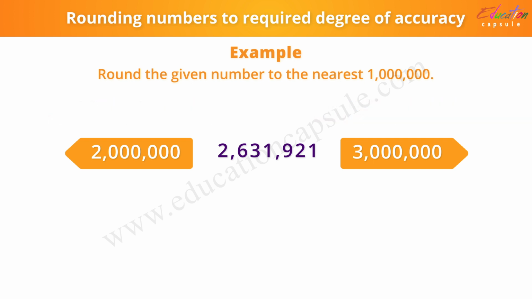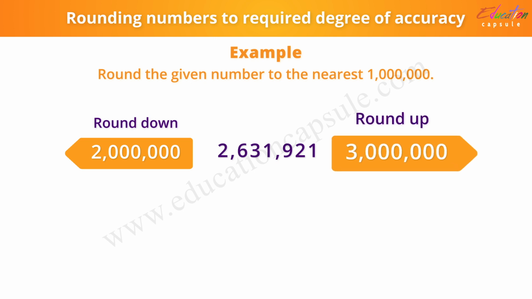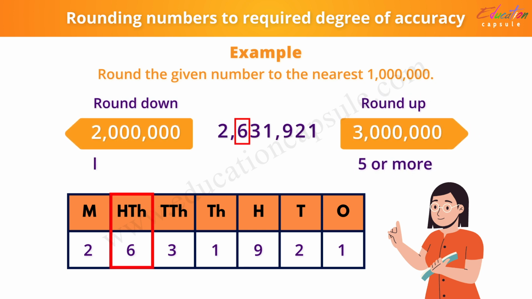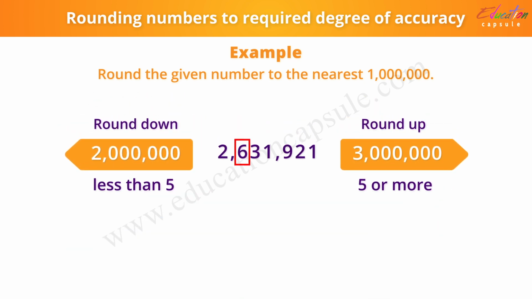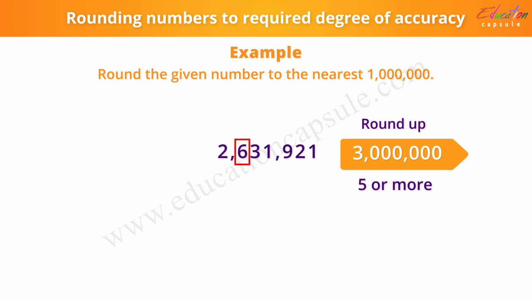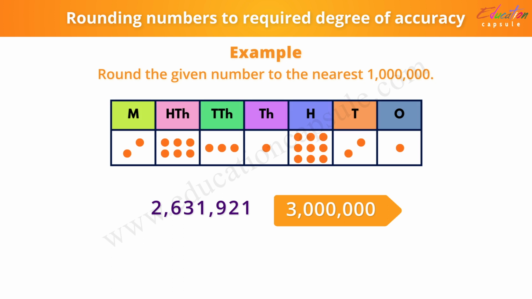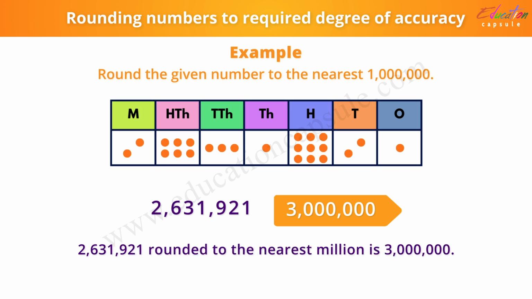This means if the number is rounded down, the answer will be 2 million, and if the number is rounded up, the answer will be 3 million. We look at the digits to the right of the million column to know whether to round it up or down. If the hundred thousands are 5 or more, then round it up. If they are less than 5, then round it down. 2,631,921 will be rounded up because it has 600,000. Therefore, 2,631,921 rounded to the nearest million is 3 million.